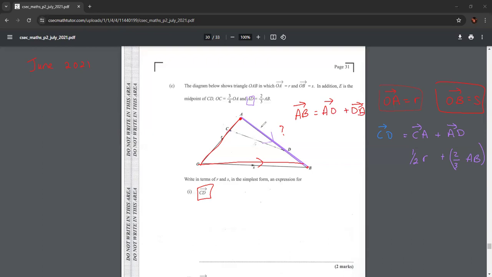Now, OA is R. So that means if I'm going from A to O, which is the reverse direction, that's going to be negative R, plus OB, I'm moving in the same direction, OB. So that's going to be S. So that means that AB is actually negative R plus S. Pause in here.